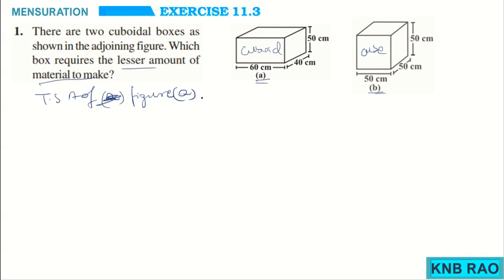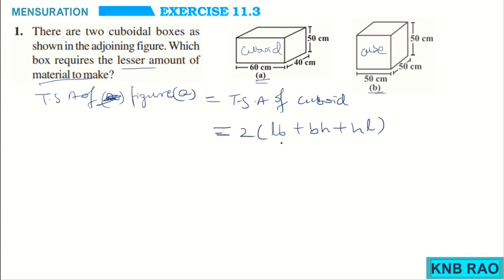And how can I find it for figure A? It is the TSA of a cuboid. I say cuboid because of the shape, and you know the TSA of a cuboid is 2 times of L into B plus B into H plus H into L. You should mug up this formula, or remember the logic behind why the formula has come. Then only you can proceed further. In this mensuration chapter, knowing formulae and applying them is a very important skill. Learning is either by heart or by understanding the logic behind the formula.